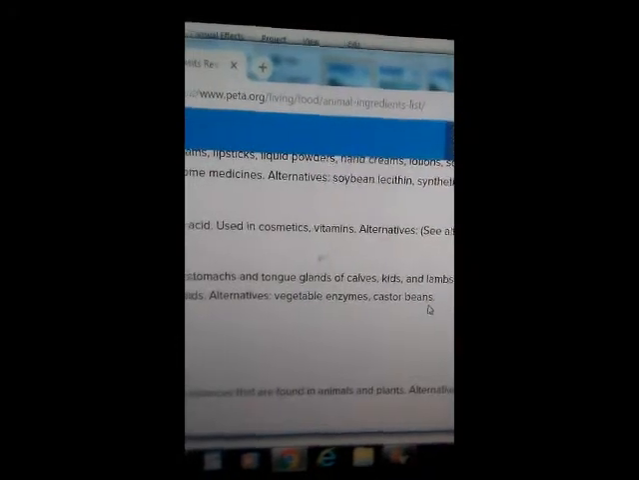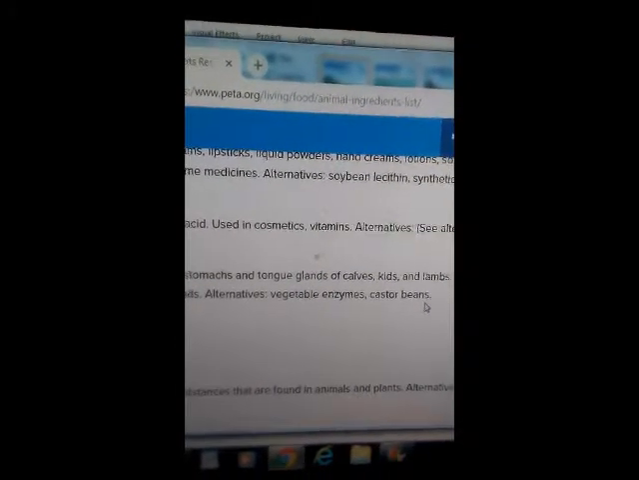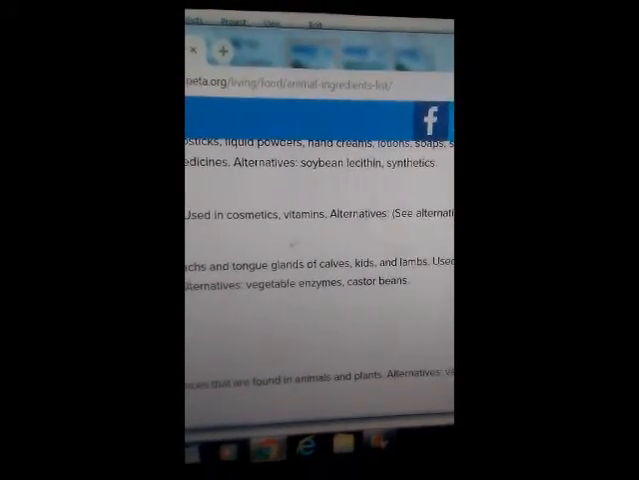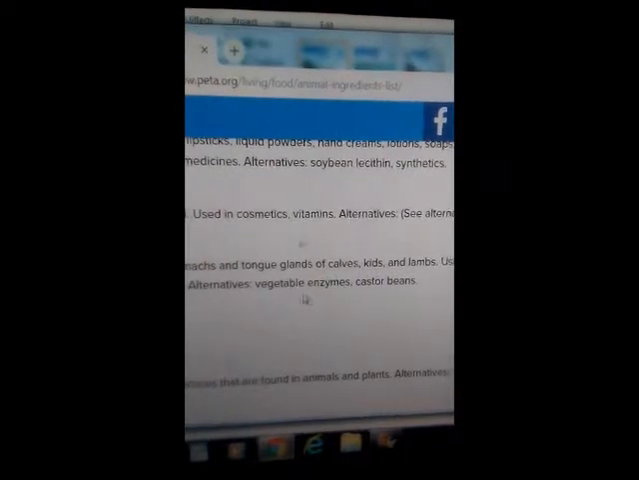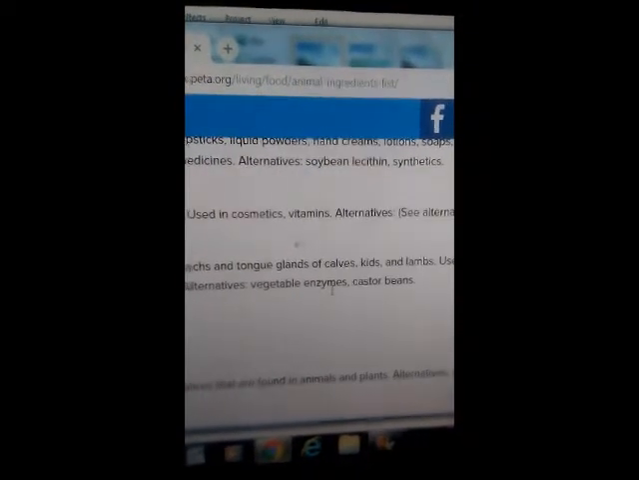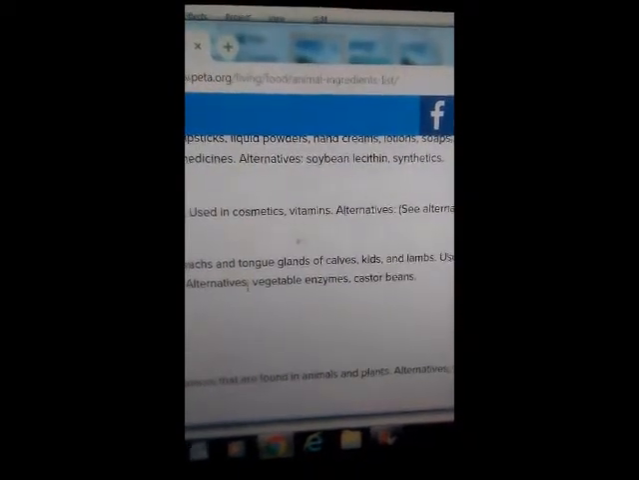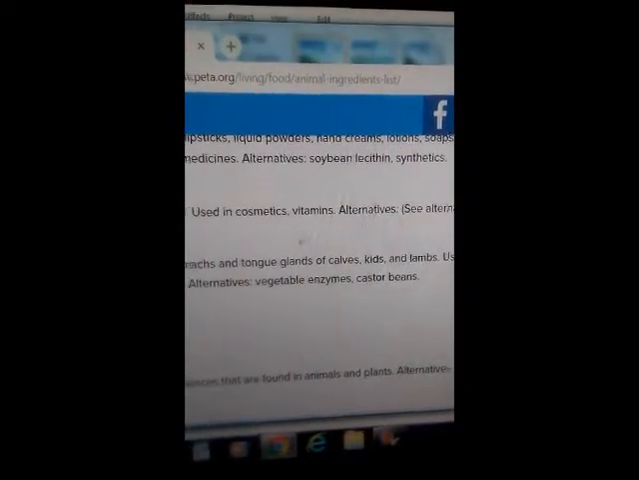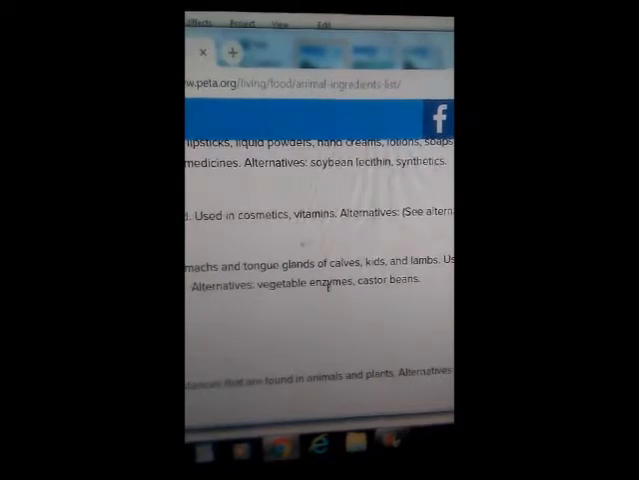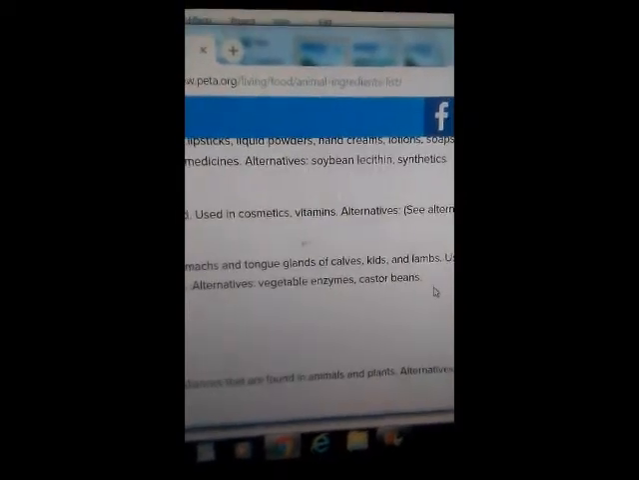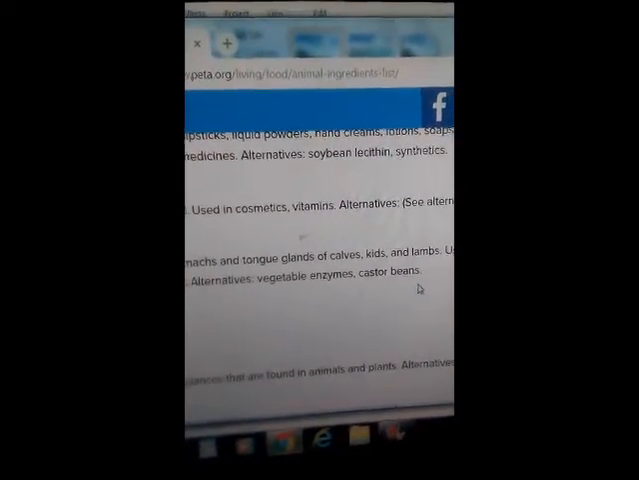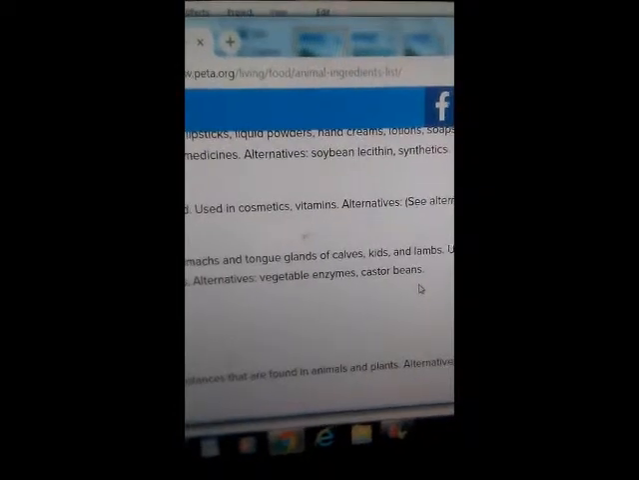Yeah, why not use that? That works just as good. Way better, natural, original. This is the way you're supposed to go about it. Not use animal products, stuff from animal glands and tongue. Let me see, from the stomach and tongue glands, to have this type of thing in digestive aids. That's disgusting.